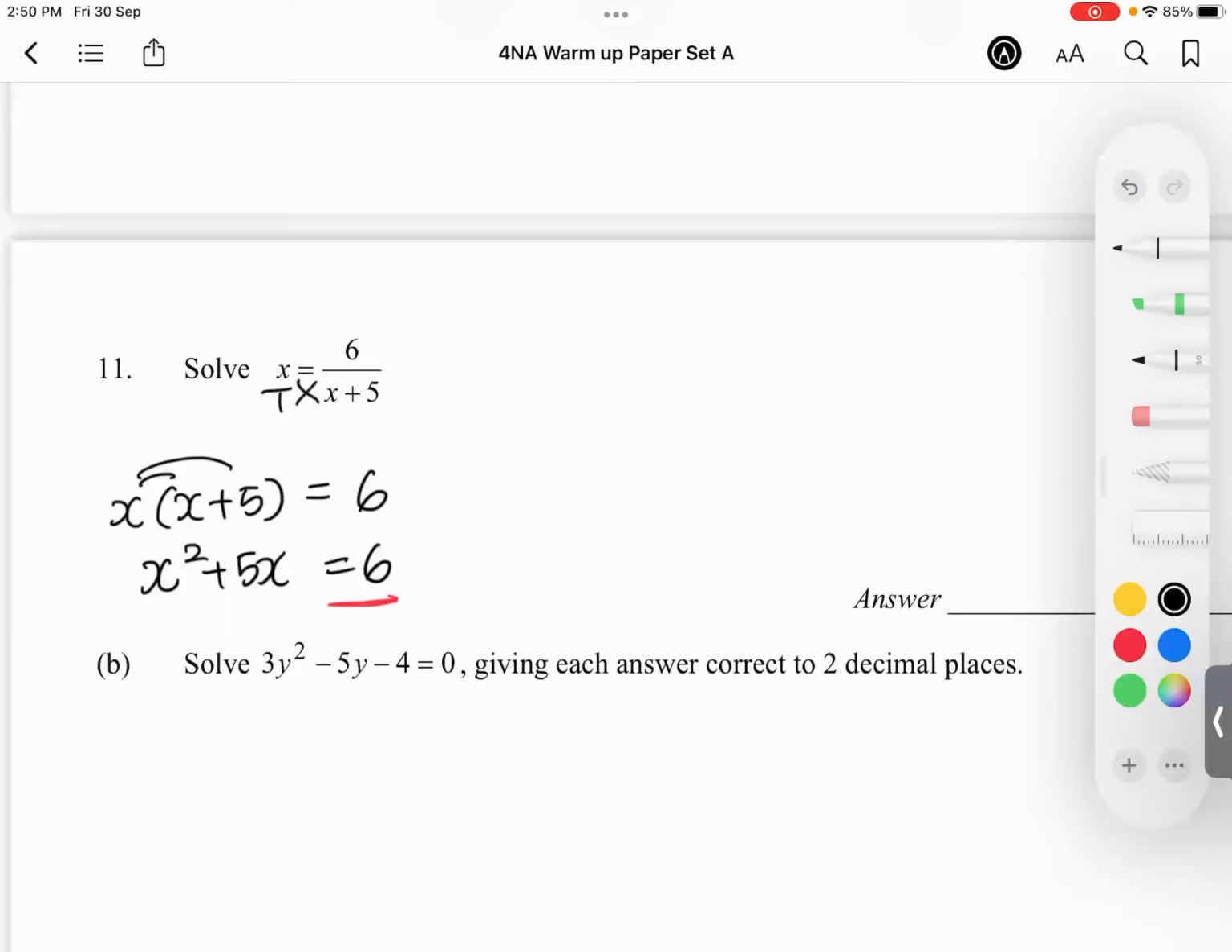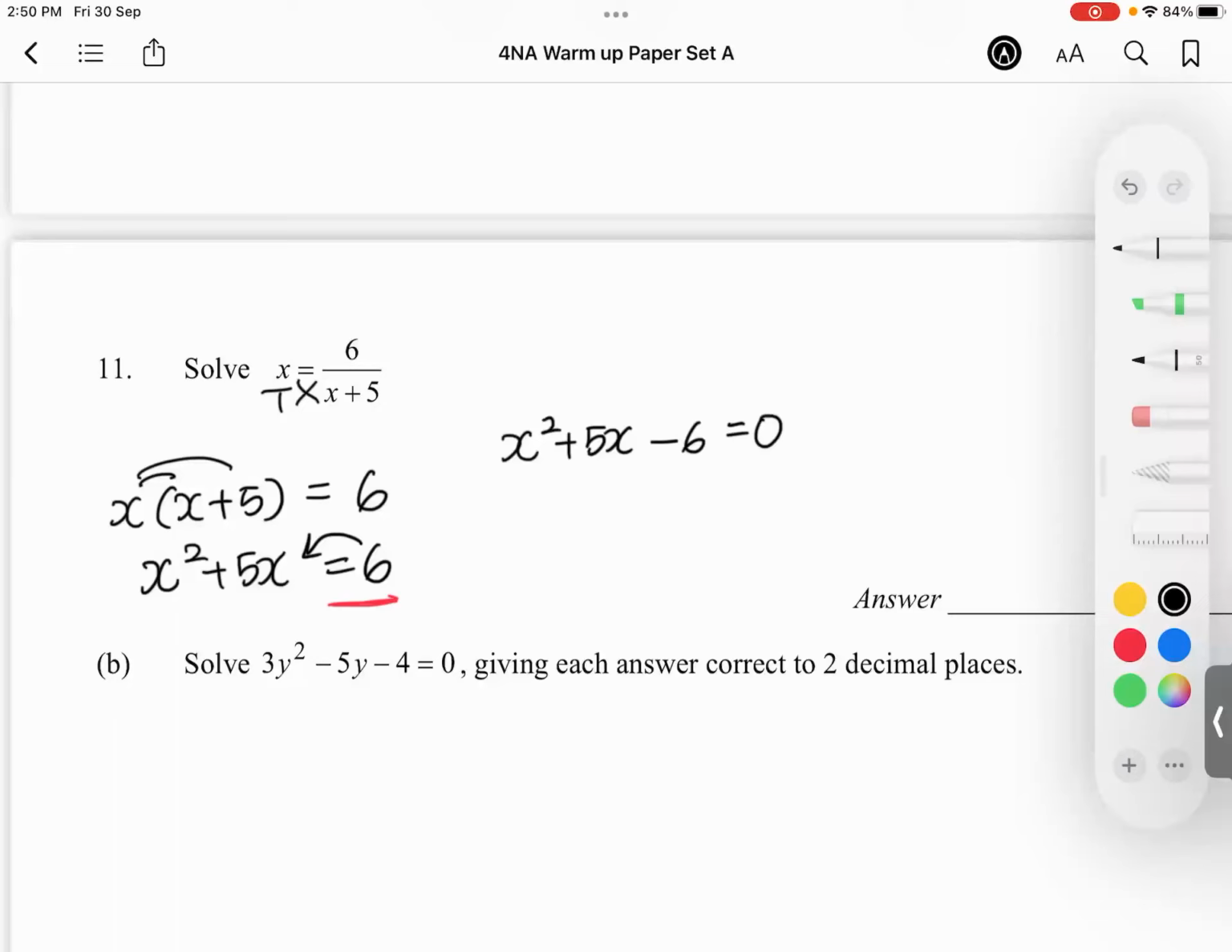Okay, so make this equal to 0. I'm going to shift this to make it equal to 0. I have to shift it to this side: x squared plus 5x minus 6. So you have this thing equals to 0.